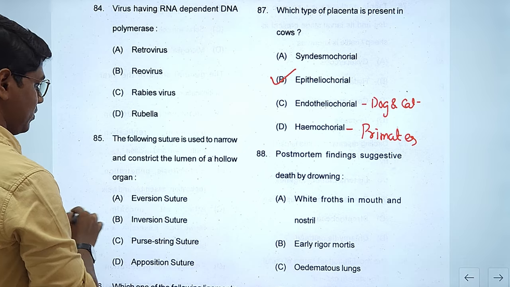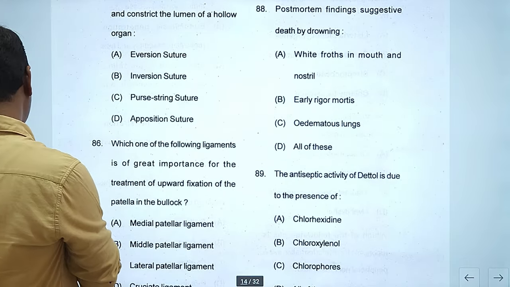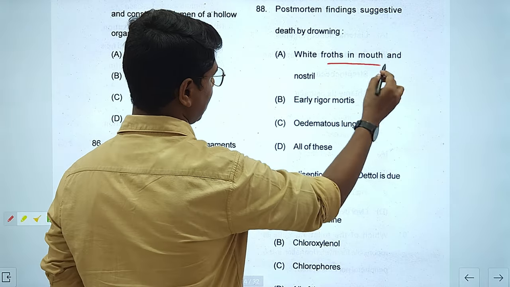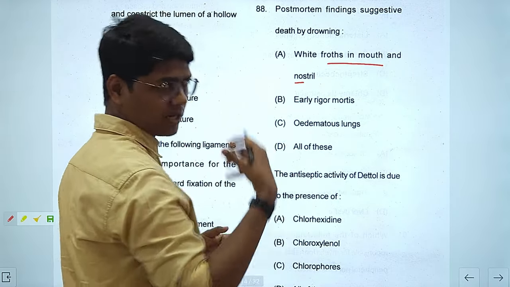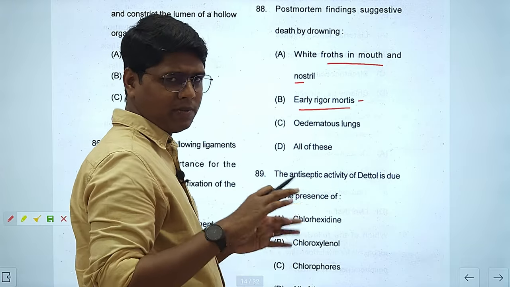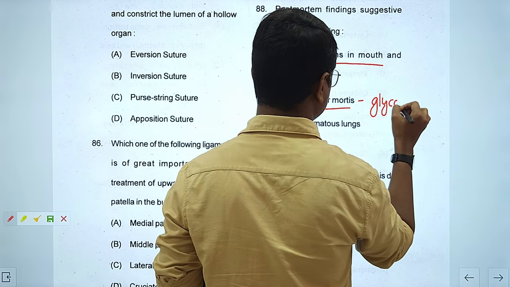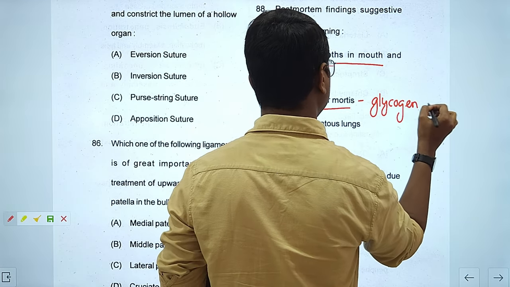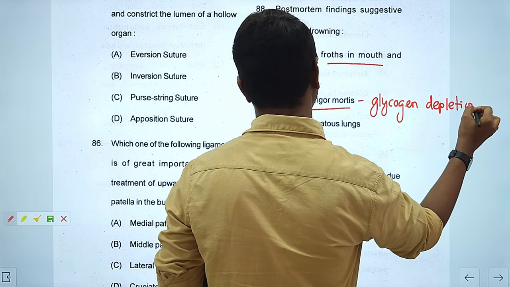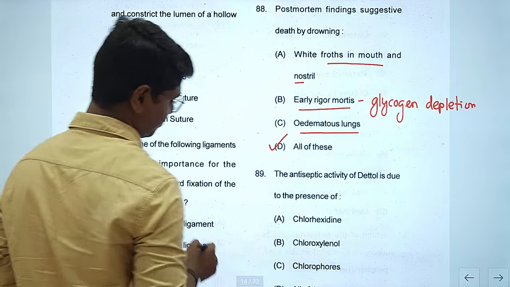Next question. Postmortem findings suggestive of death by drowning. White froth, yes, because of the movement of the mouth, white froth at the mouth and nostril, the water will come through that. Early rigor mortis, because the glycogen will be depleted due to constant struggling. Glycogen depletion. Edematous lung, you will find fluid in the lungs, all of this.